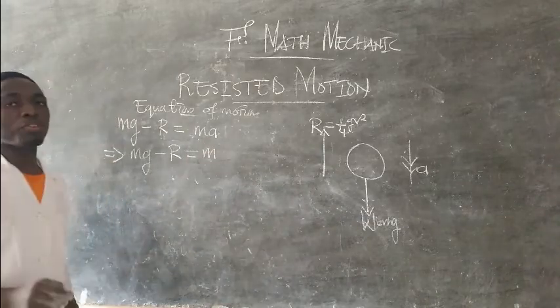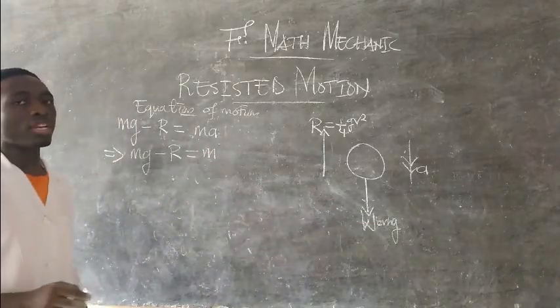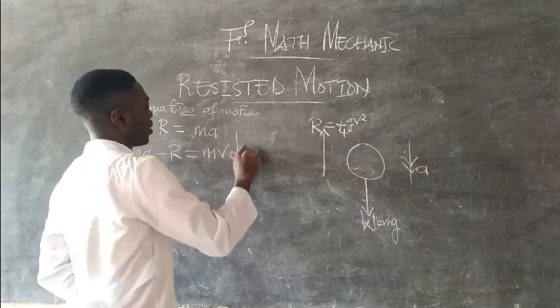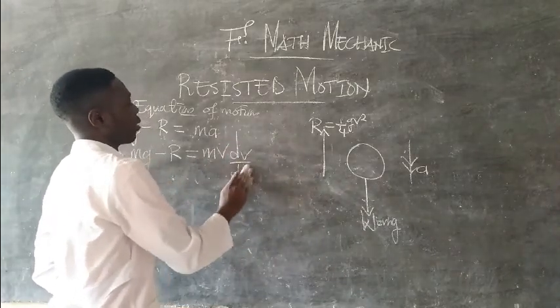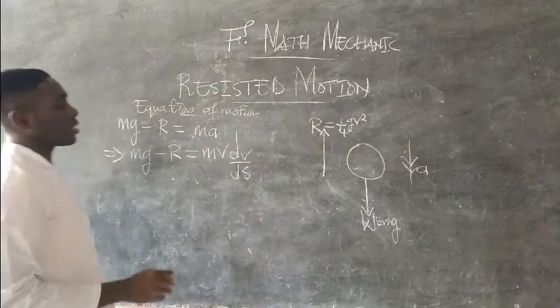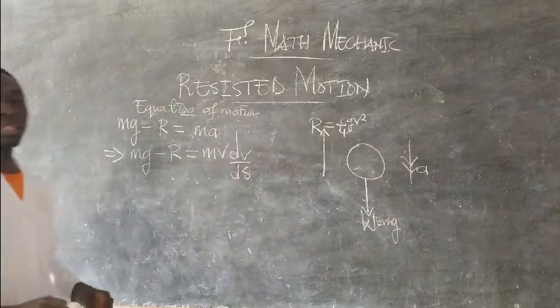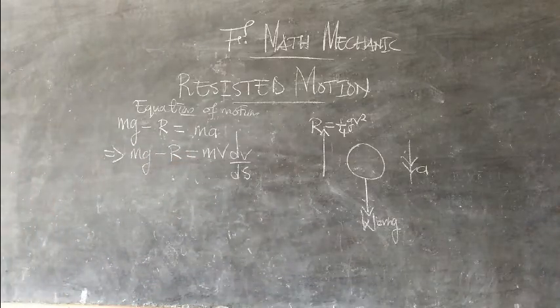Now the very first proof which you have been asked to prove is relating distance. So I'm going to use v dv/dx, since it's relating distance, so that I can solve and make distance the subject of the formula.